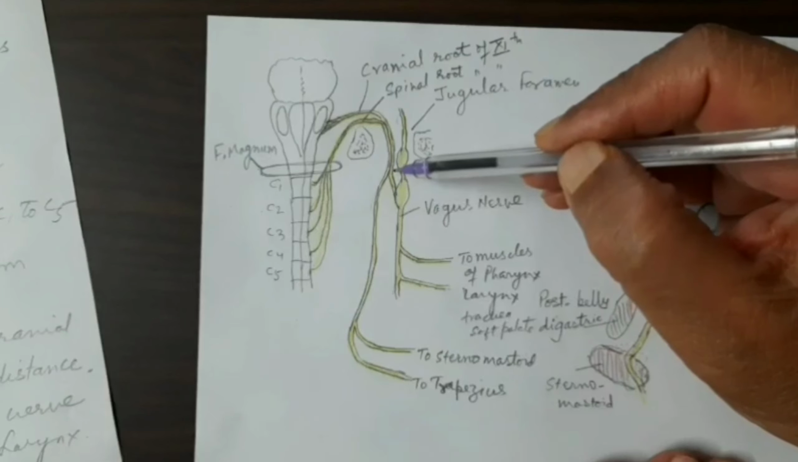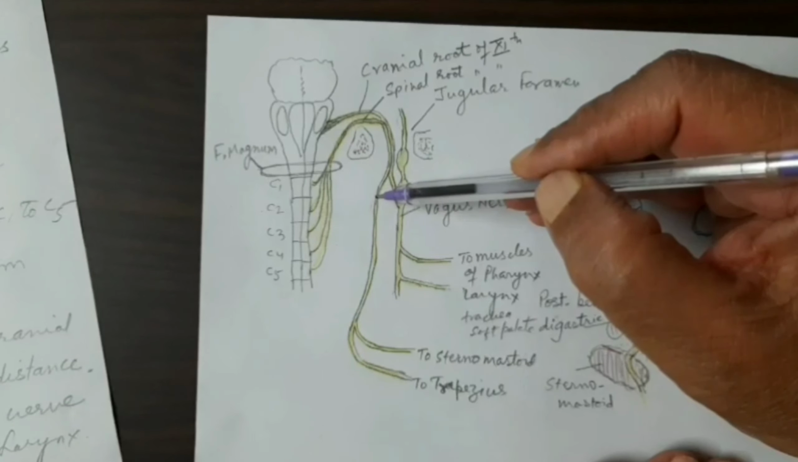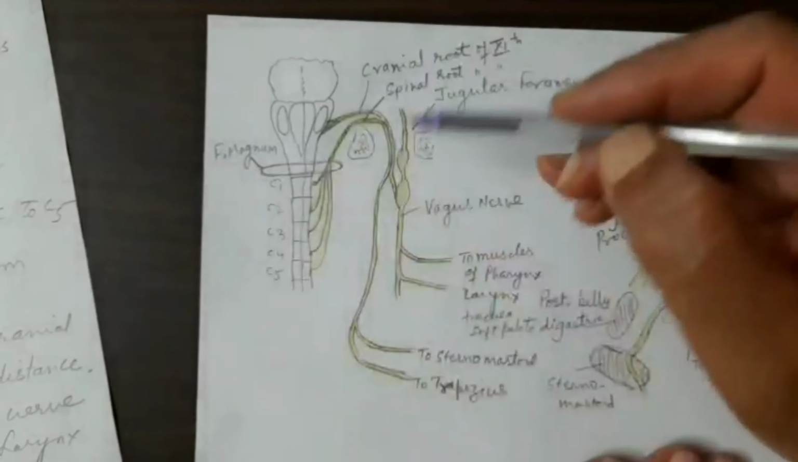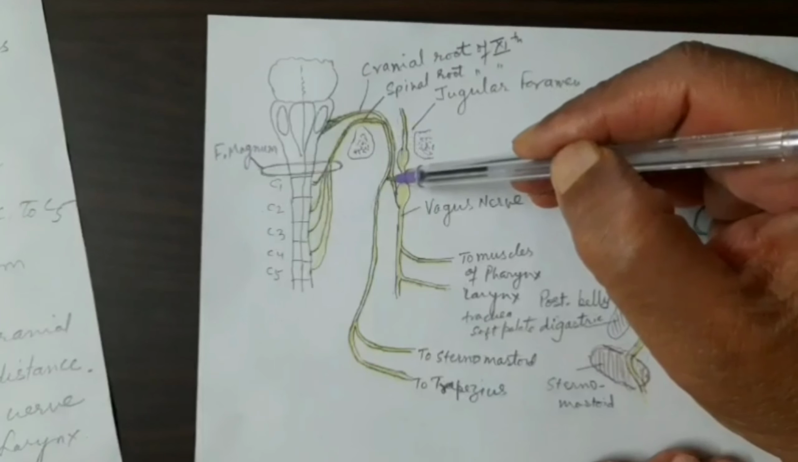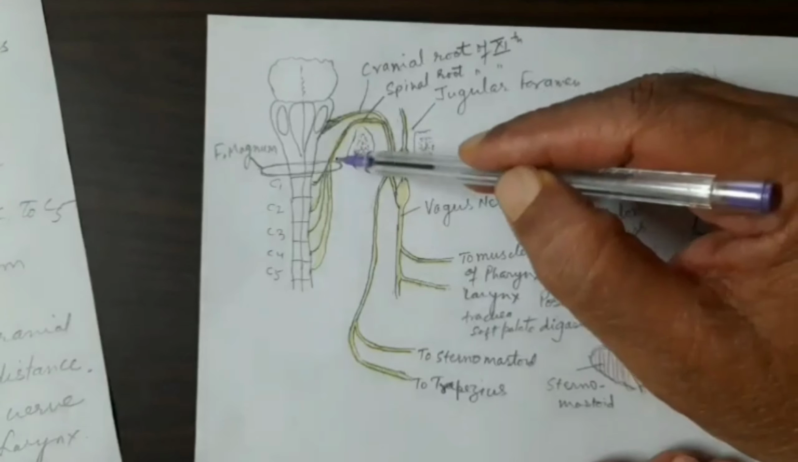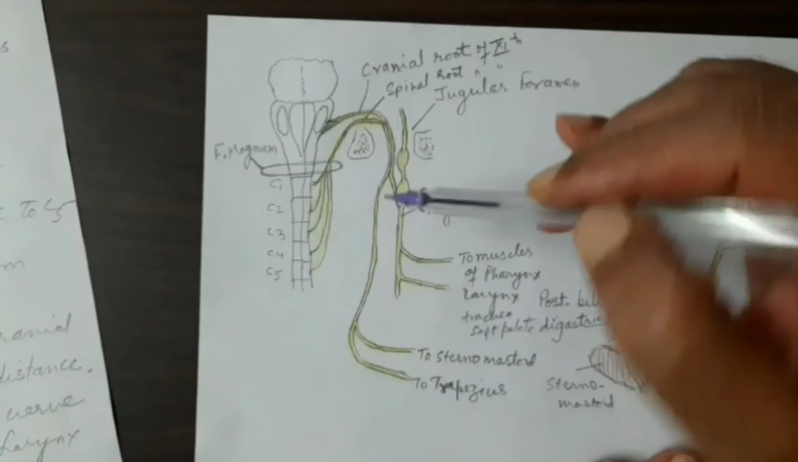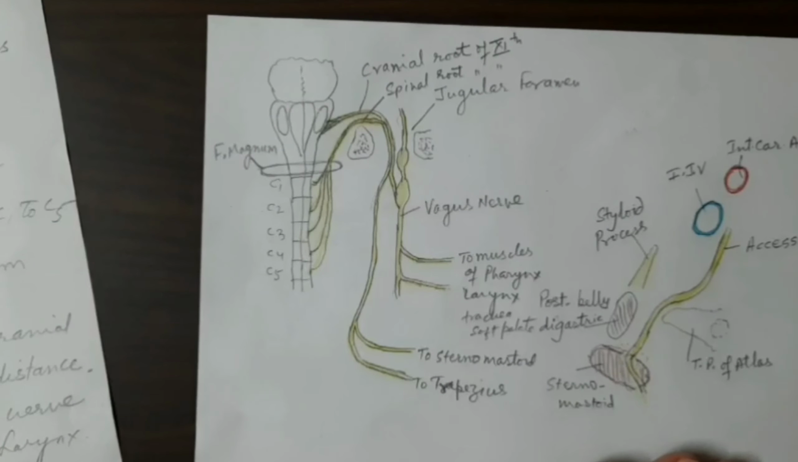This is the cranial root and this is the spinal root. They separate out. This indicates that there is no mixture of the fibers. It doesn't happen that the fibers of the spinal root go into the cranial root and the cranial root fibers come into the spinal root. They remain separate; they just come close to each other.